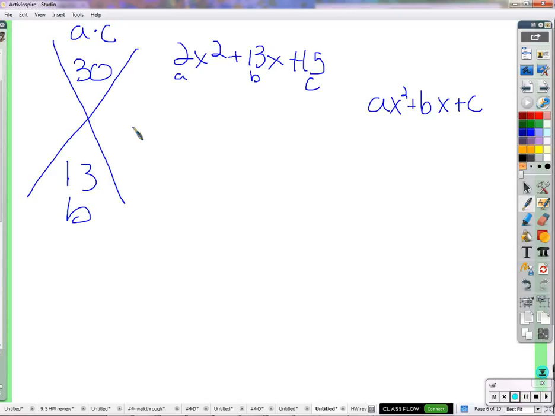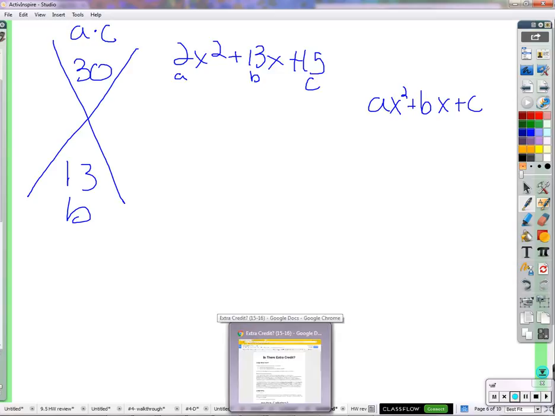So, what's that? 10? Just the number 10? I don't think I understood the question. Okay, here's what we're looking for. Two numbers, one's going to go right here, one's going to go right here, that multiply to 30, and when you add them together, you get 13. These two numbers multiply to 30, and they add to get 13.